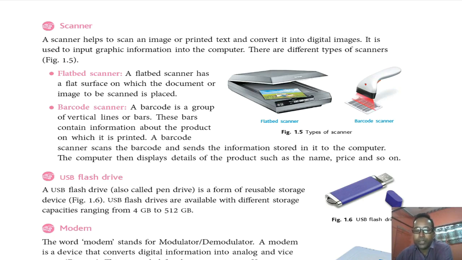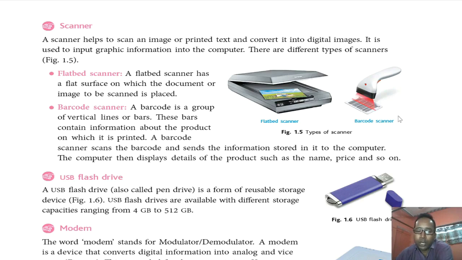There are different types of scanners: flatbed scanner and barcode scanner. Flatbed scanner, a picture is given here. The flatbed scanner has a flat surface on which the document or image to be scanned is placed. It scans the picture, converts that picture to a digital image and sends it as an input to a computer where we can save it.